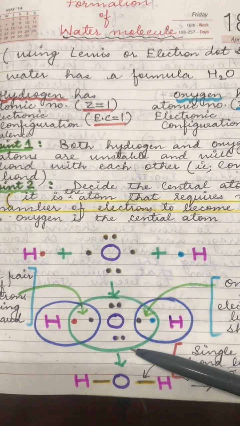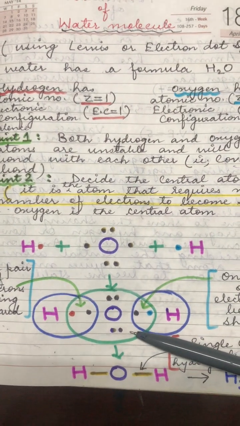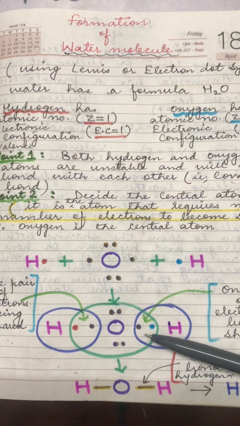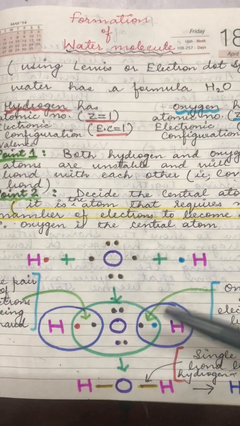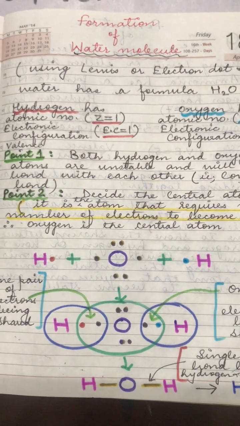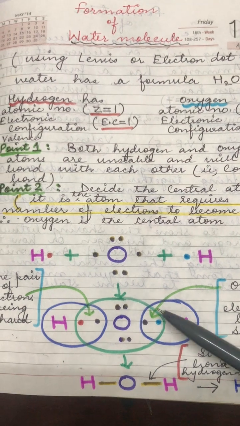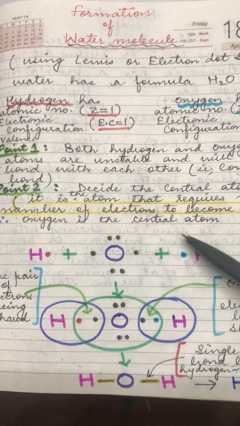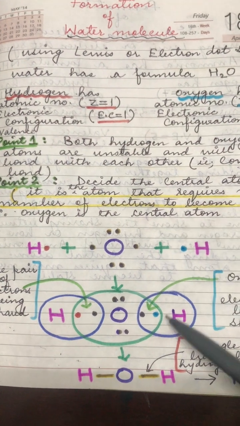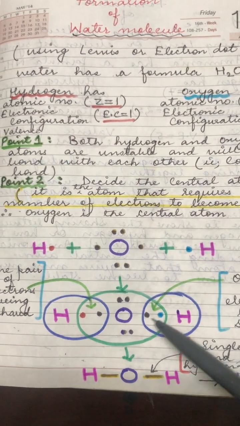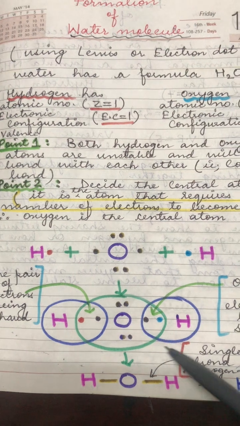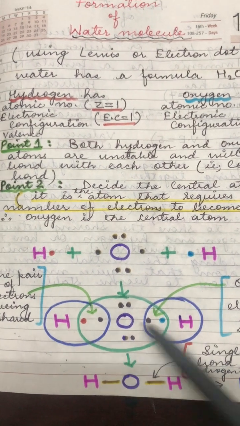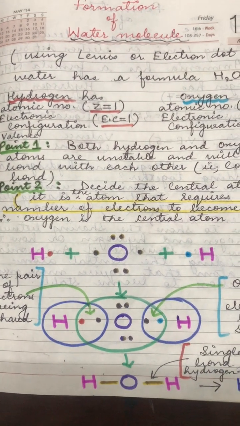Now in the next step, what we show is how each of the atoms is completing its electronic configuration with a stable electronic configuration. So we just replace the plus sign with the dots shown close by, and then we draw a circle around them to show that each one of them is now stable.